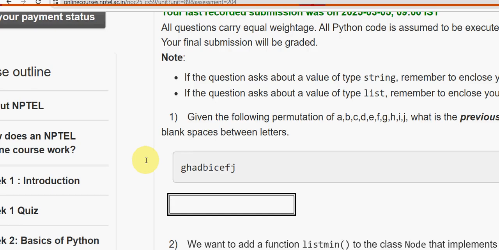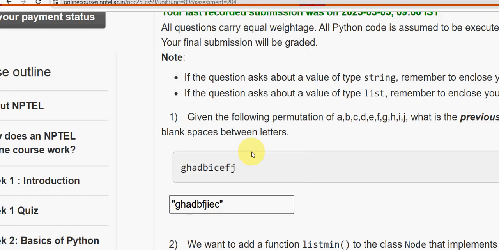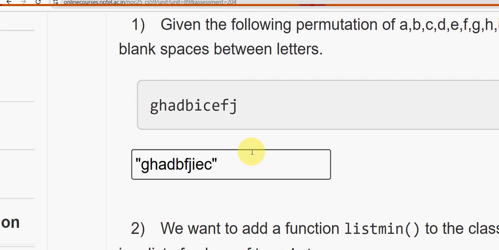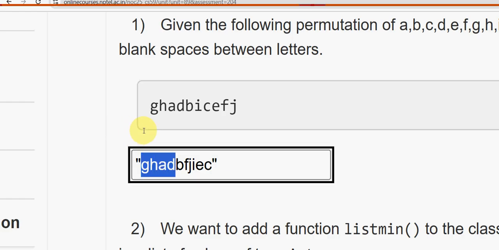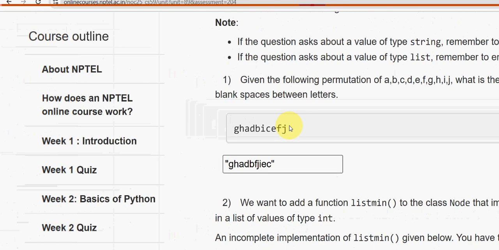Start the double quotations guys, single or double quotations while writing the string. So this is the solution guys. So I'm zooming this for your convenience. GHADBFJIEC. This is the probable solution. Now let's see the second one.